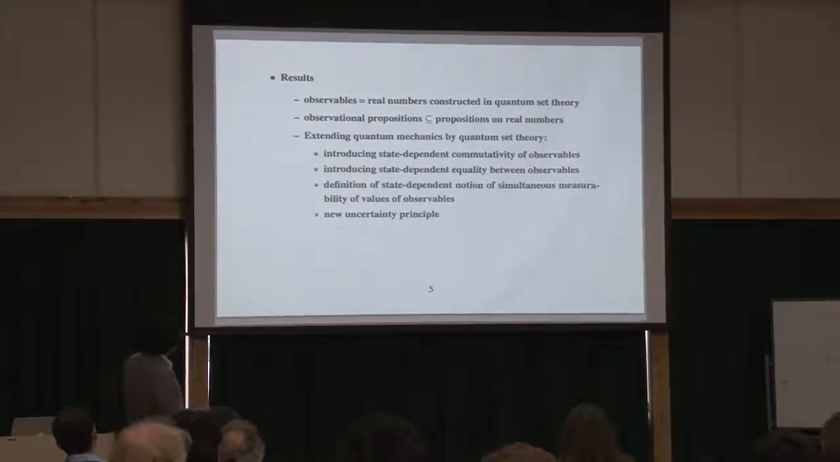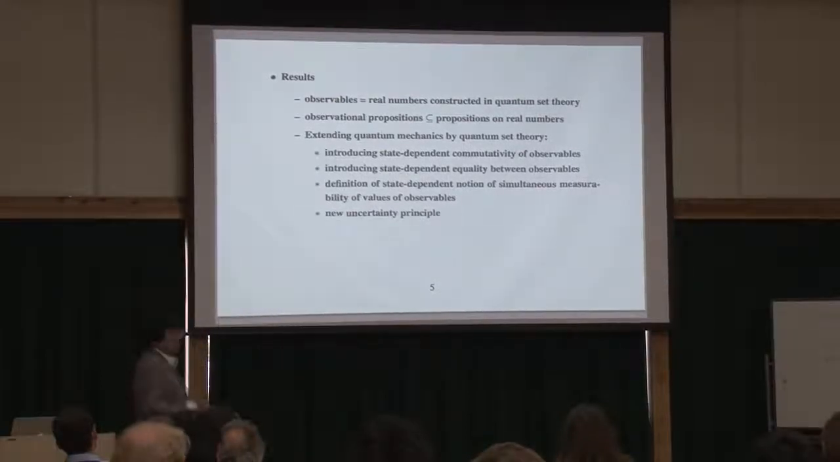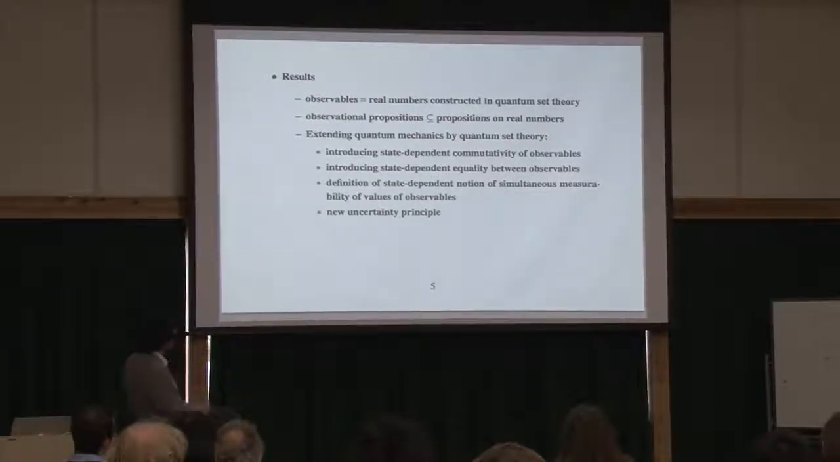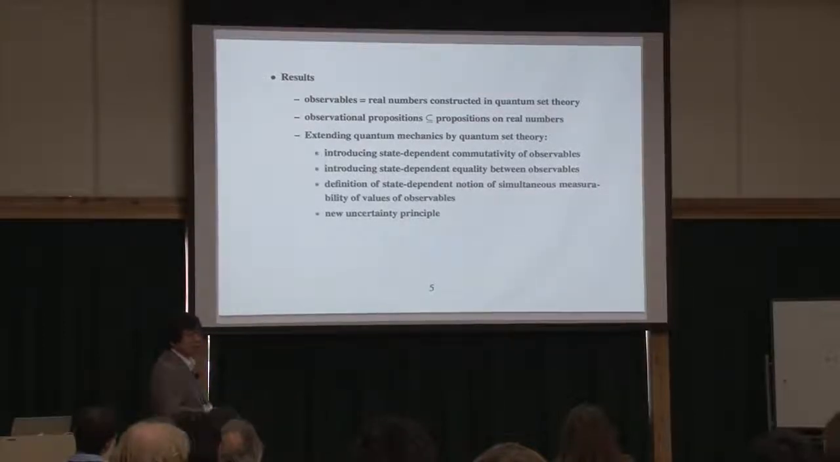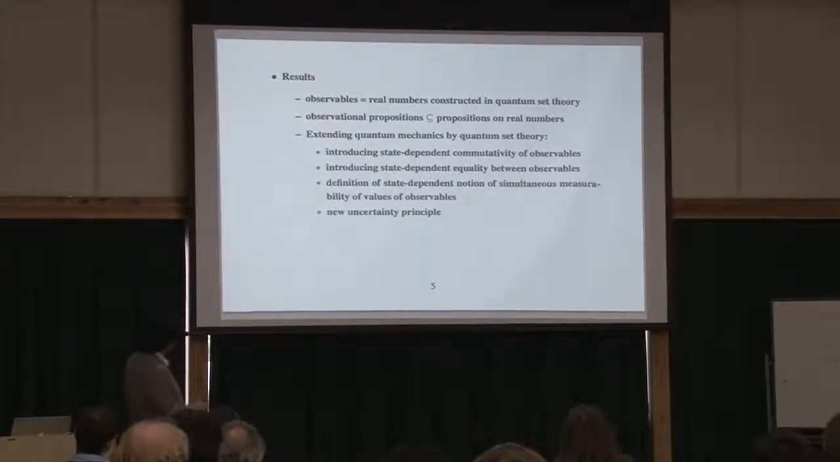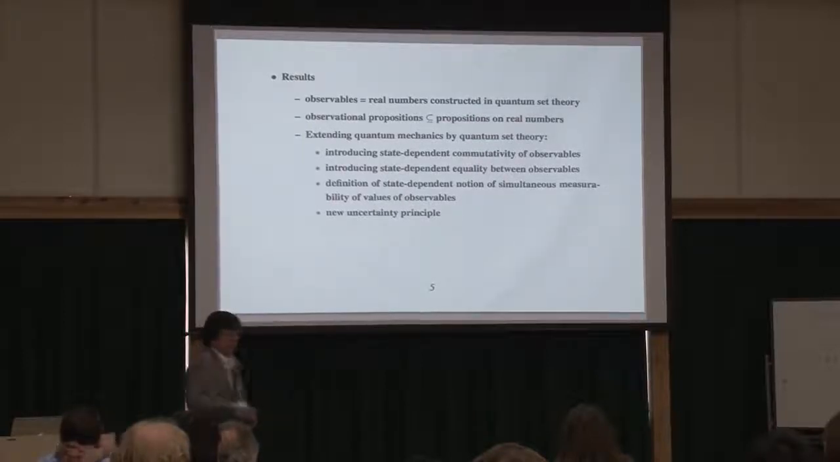We also introduce state-dependent equality between observables. State-independent equality is just the equality between operators. However, we also have the notion of state-dependent equality. In some states, two observables look just the same, but in another state, those operators look different. In such a case, we need state-dependent equality. And then we define a state-dependent notion of simultaneous measurability of values of observables.